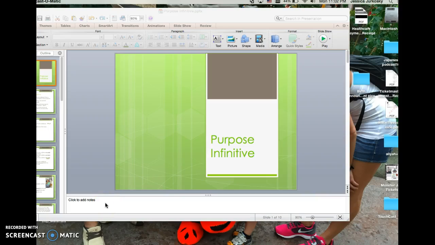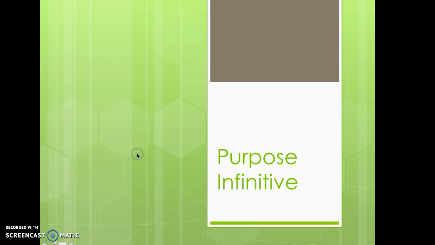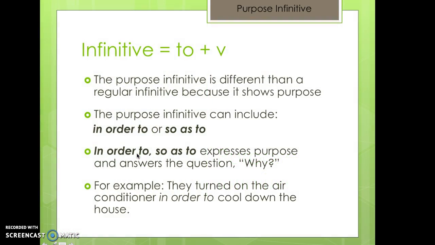Today we're going to be talking about the purpose infinitive. And remember, an infinitive is to plus base form verb. The purpose infinitive is different than a regular infinitive because it shows purpose. And the purpose infinitive can include phrases such as in order to or so as to. In order to and so as to express purpose, and they answer the question why.